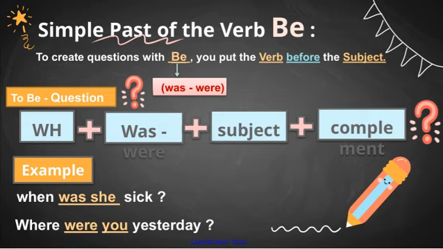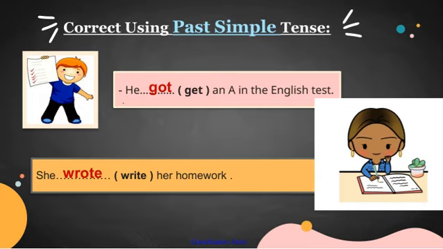Understanding this will help you ask clear, correct questions about past events, which ties into our overall goal of mastering past tense communication. Today, we're focusing on the past simple tense, specifically how to correctly form sentences about completed actions.